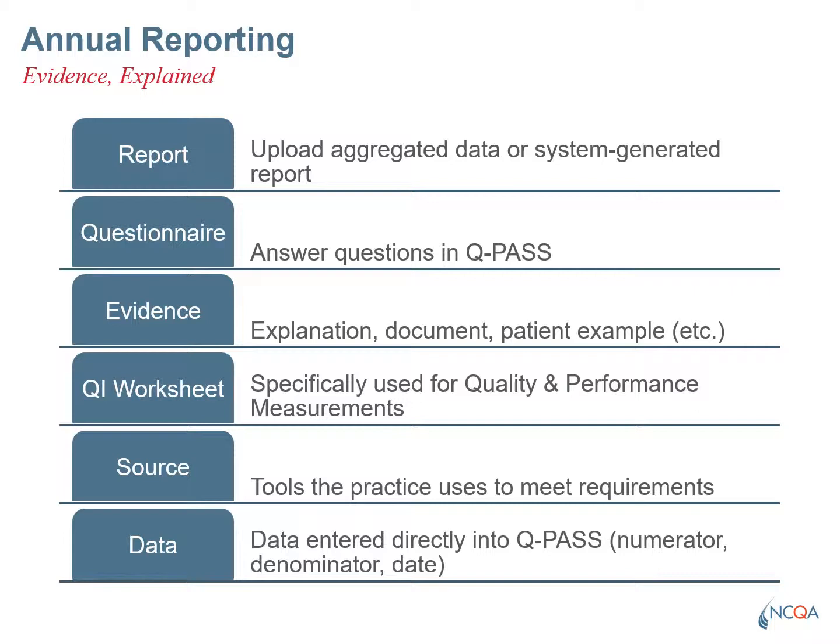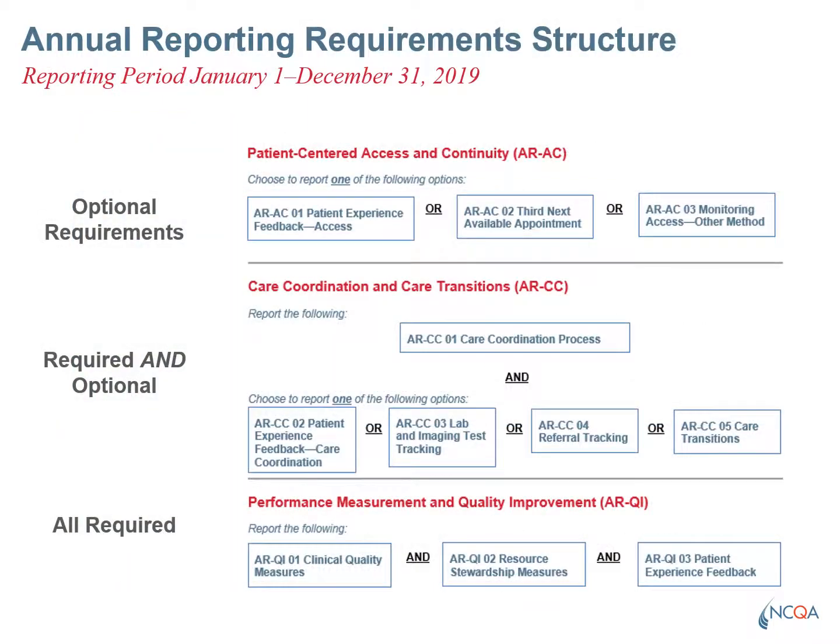Remember that PHI must not be uploaded in QPAS. You must de-identify all evidence that may contain PHI. Annual reporting requirements are similar to PCMH transform requirements. There are required items and optional items. Practices do not need to meet every requirement in annual reporting. You can see a full outline like the one on this slide in the introduction section of the annual reporting requirements.